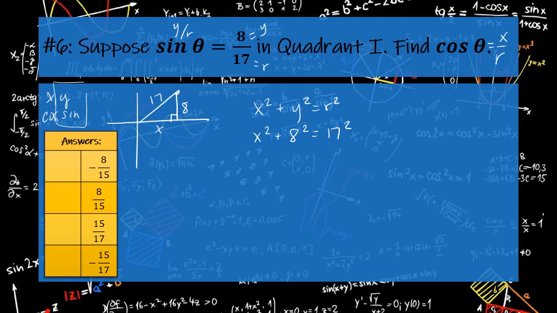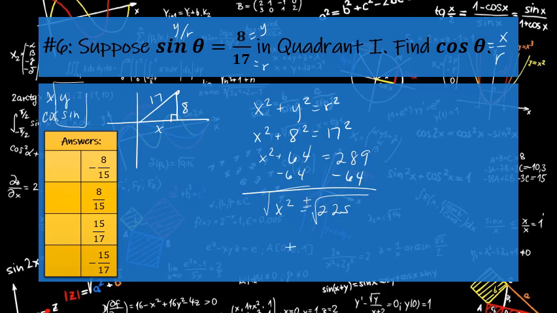I get 289. 8 squared is 64. So subtract 64 from both sides and you end up with 225. And then you're going to take the square root of 225. And remember, when you take the square root of both sides, it's always a plus or a minus. So the square root of 225 is 15. So my answer is either a positive or a negative 15.